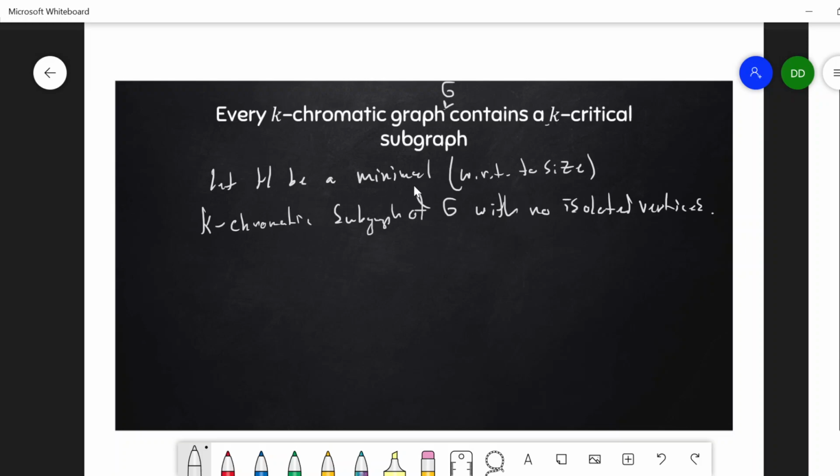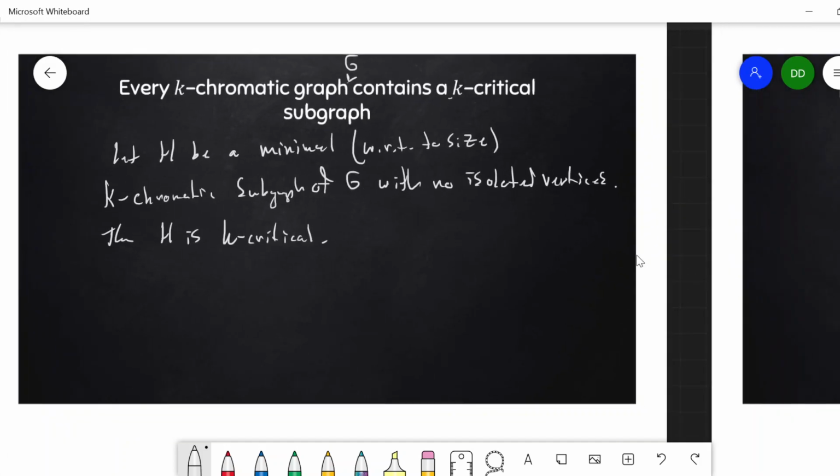Then, since it's minimal with respect to size over all these k-chromatic subgraphs without isolated vertices, what this means is that if I remove any other edge, so if I look at any proper subgraph of H, then the chromatic number must decrease. It would be at most k-1 chromatic. Then H is k-critical because it's both k-chromatic and has this property. All right, we'll see how this comes to use.